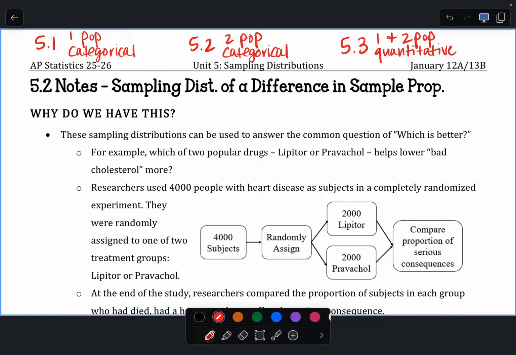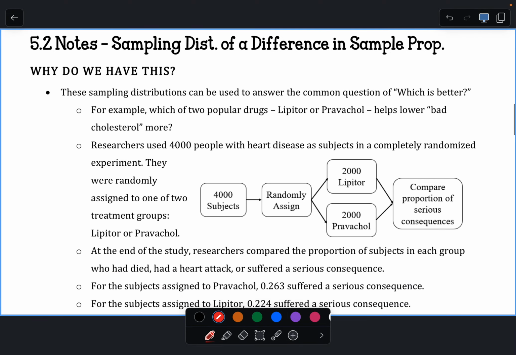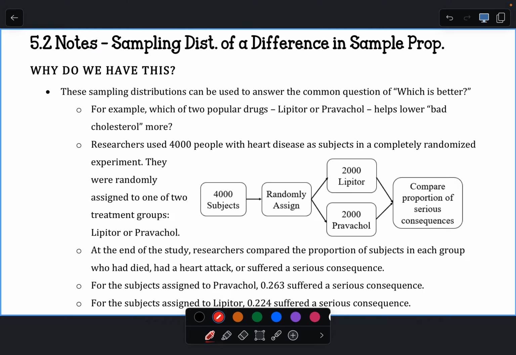So a lot of the time you'll find when I try to teach this to you, the first thing I do is I try to identify, is it 1 or 2 populations, and is it categorical or is it quantitative? Because that's really going to be the deciding factor for how I approach the conditions, because those lead to how I calculate mean and how I calculate standard deviation. So just going in, we will have a little bit of review of 5.1. So if you did miss that lesson, it should make a little sense because we're going to go over the 3 things.